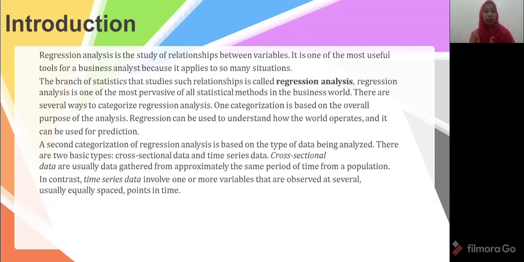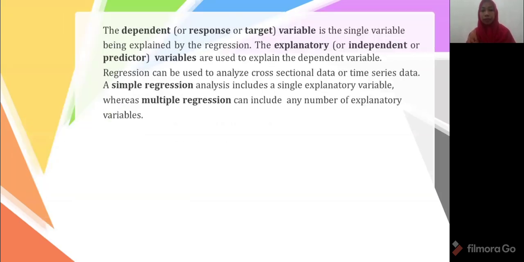Cross-sectional data are usually data gathered from approximately the same period of time from a population. In contrast, time series data involve one or more variables that are observed at several, usually equally spaced points in time. The dependent variable is the single variable being explained by regression. The explanatory variables are used to explain the dependent variable. Regression can be used to analyze cross-sectional data or time series data.